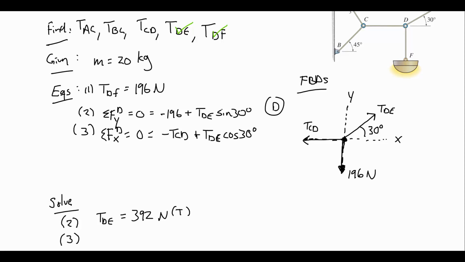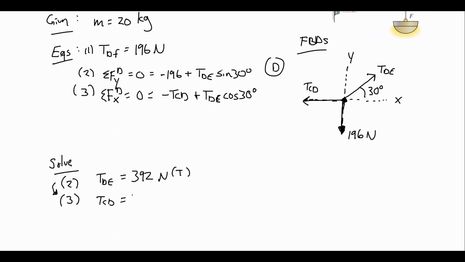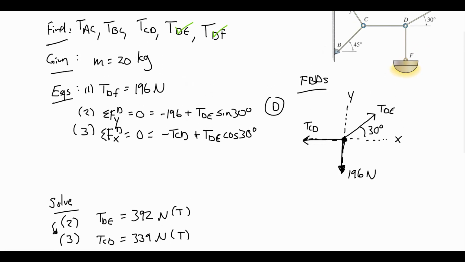Now in the solve step, looking at equation 3, I can use my results from equation 2 because I know DE, so TCD is the only thing I don't know. So I can solve for TCD, and it's equal to 339 newtons. Again, it's positive. It agrees with our assumption of how we drew it. It is in tension. So TCD we have now solved for.